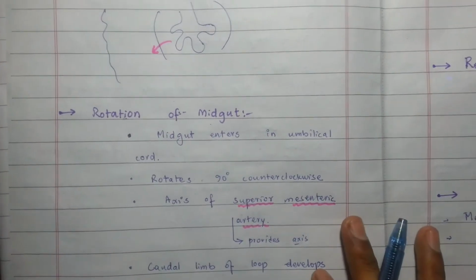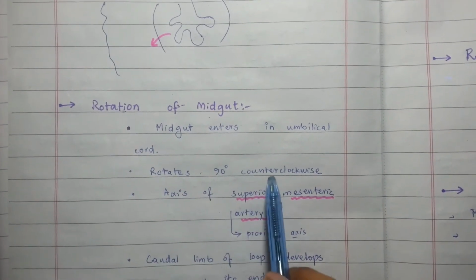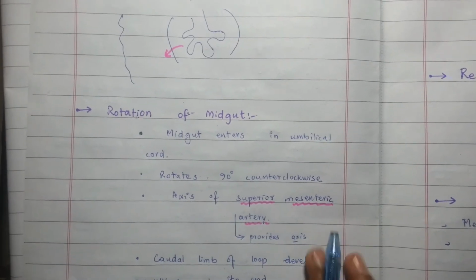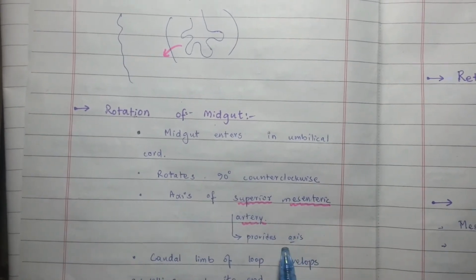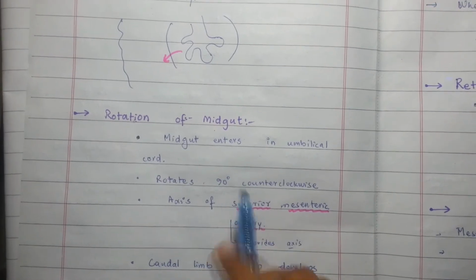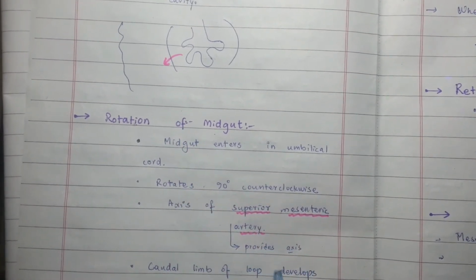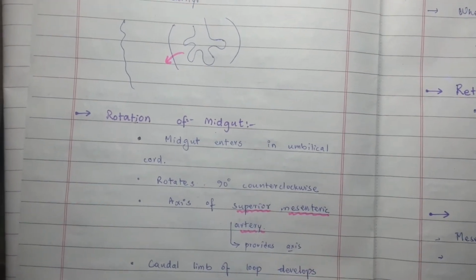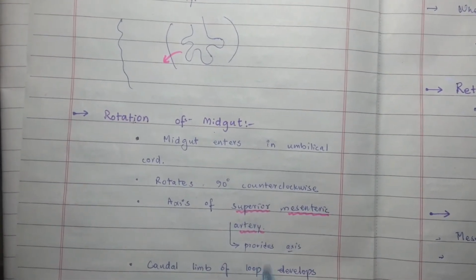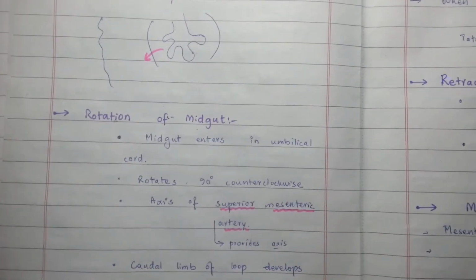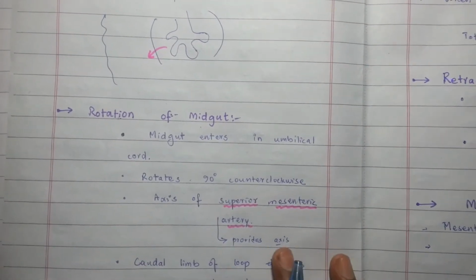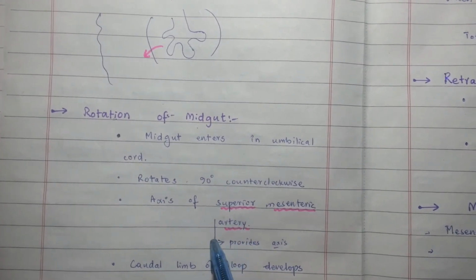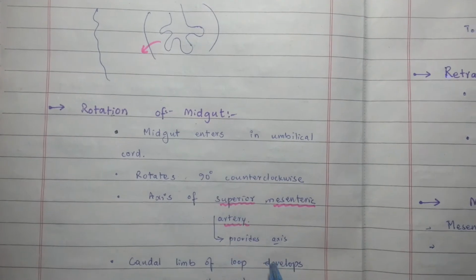The point to remember here is that the 90-degree rotation occurs at physiological herniation when the primary intestinal loops come out to the extraembryonic cavity, and when they return to the abdominal cavity, again a 180-degree rotation is seen. So the total rotation is 270 degrees. The superior mesenteric artery provides the axis around which these loops rotate.